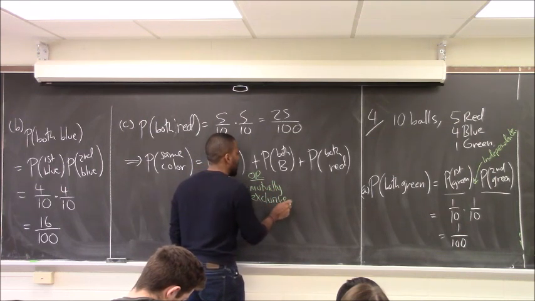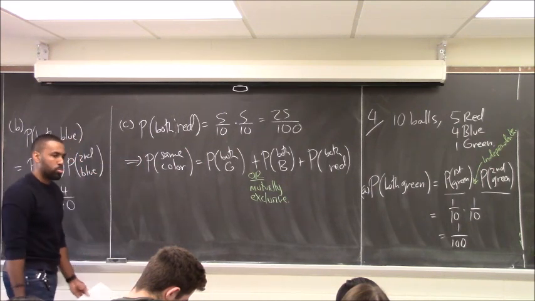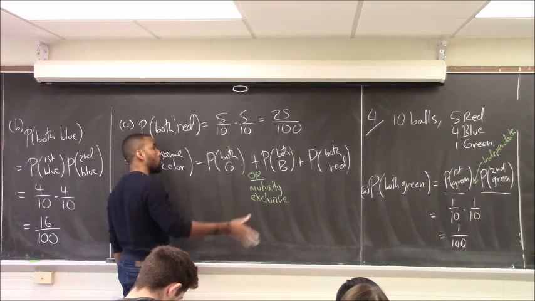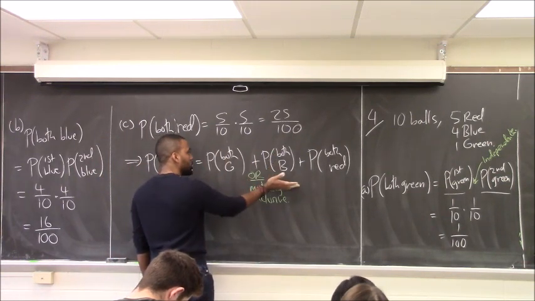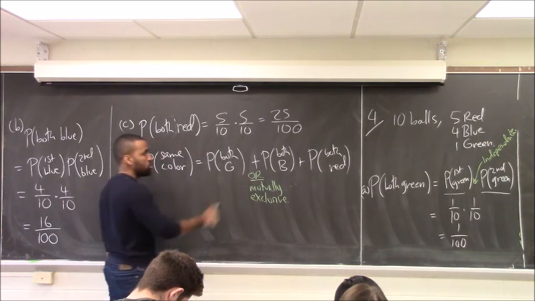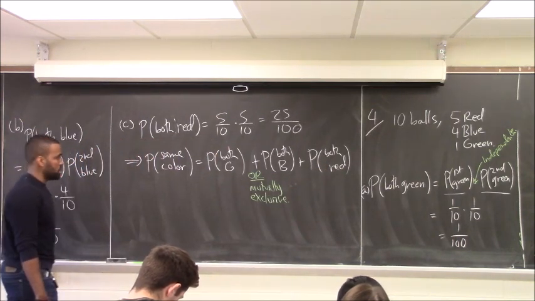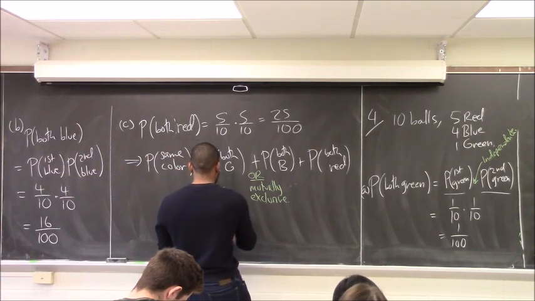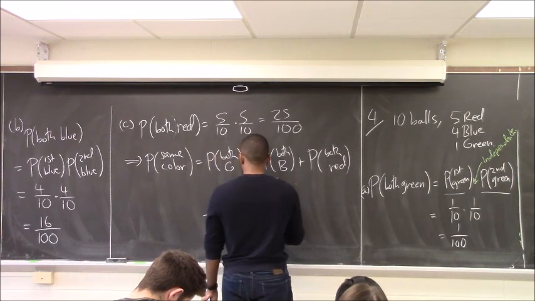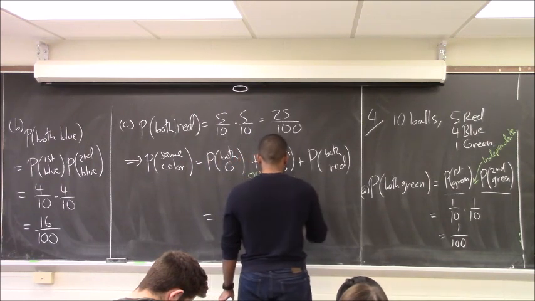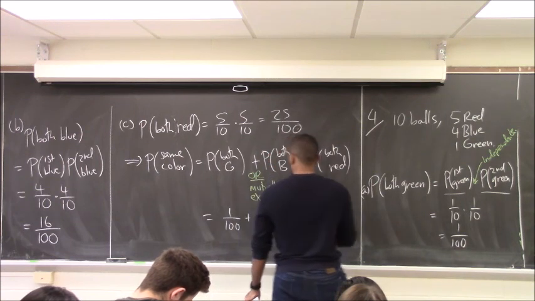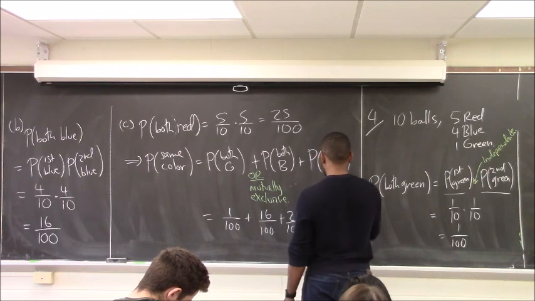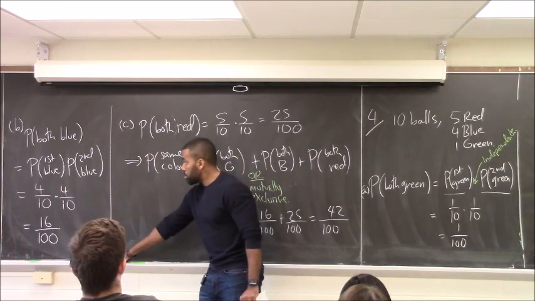Notice that these cannot happen at the same time. You can't have 2 greens and 2 blues. That would mean you chose 4, right? So you're either going to have 2 greens, or in a completely different scenario, different universe, 2 blues or 2 reds. These do not overlap, so we can add the probabilities for the OR, and that's going to be 1 over 100 plus 16 over 100 plus 25 over 100. So what percentage chance is that? That was 42%. There's a 42% chance of that happening.